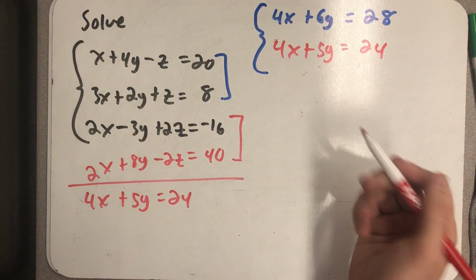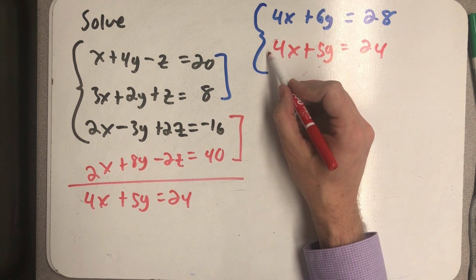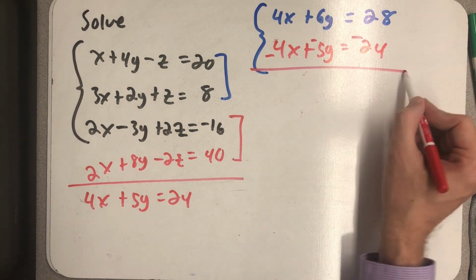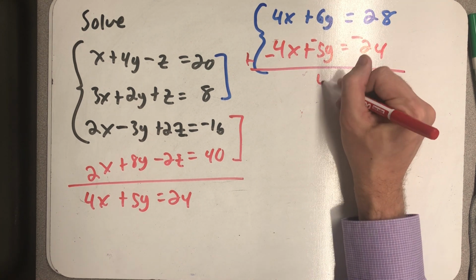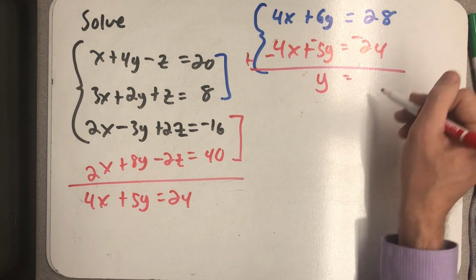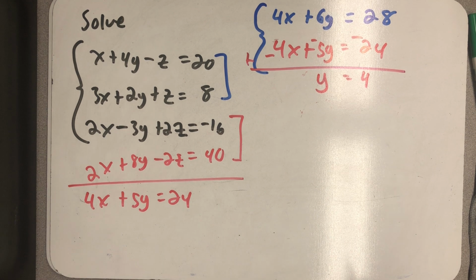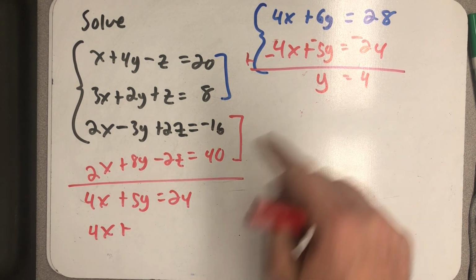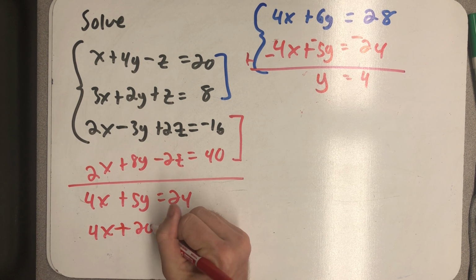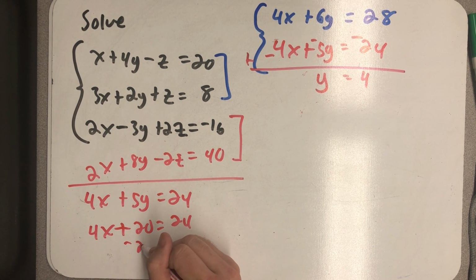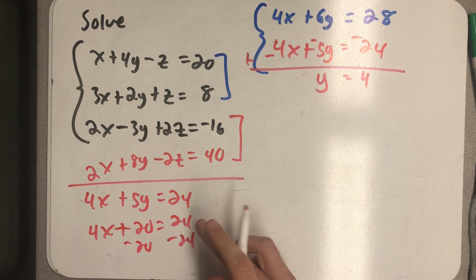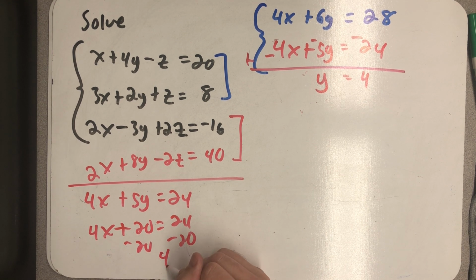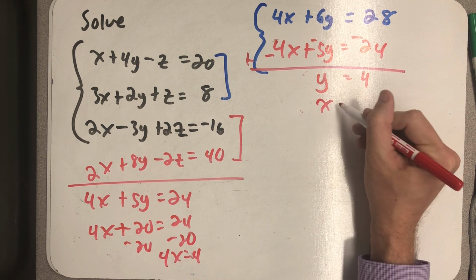All right, I see 4x in both equations, so let's multiply both sides of this one by minus 1 and add those equations. 6y minus 5y, that will just give me y equals 4. So I know what y is. Well, if I look at this equation here, 4x plus 5y is equal to 24. That means 4x plus 5 times 4, because y is equal to 4, is 20. Taking 20 away from both sides, I get 4x is equal to 4. So x is equal to 1.